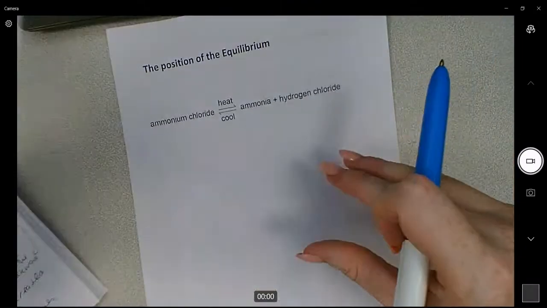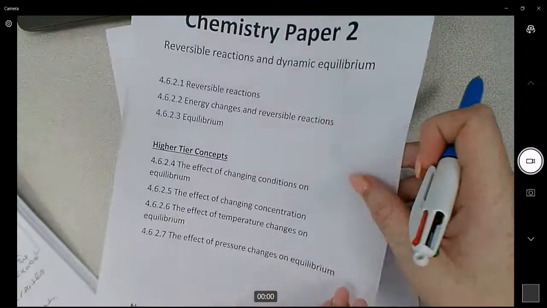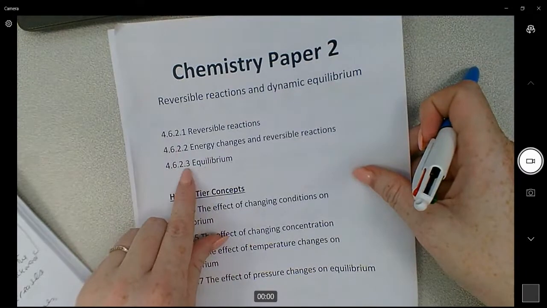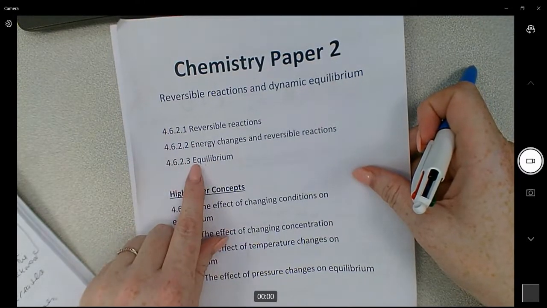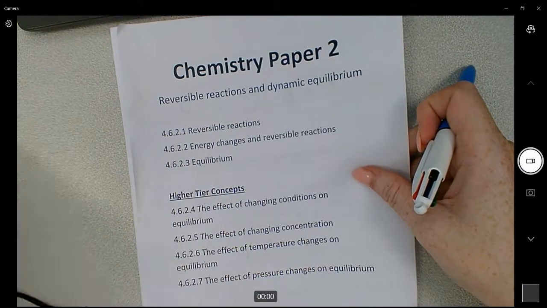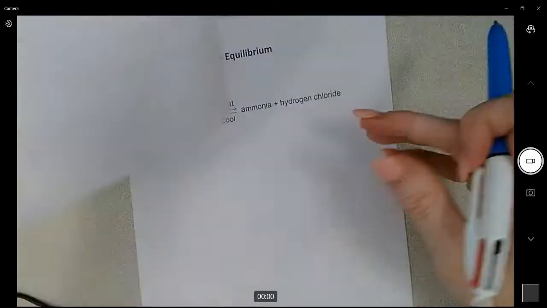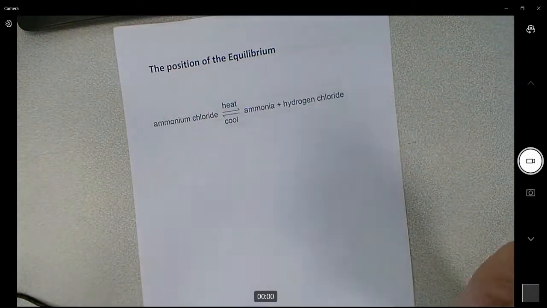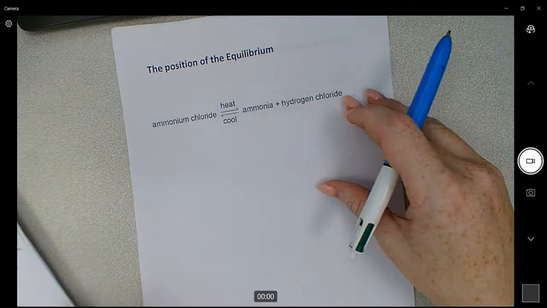So I'm going to talk to you a little bit about the position of the equilibrium. So again, this is coming under this heading here. So again, this is still foundation tier. So we're still going to go through this, and I will, like I said, highlight when we will shift over to the higher tier concepts.